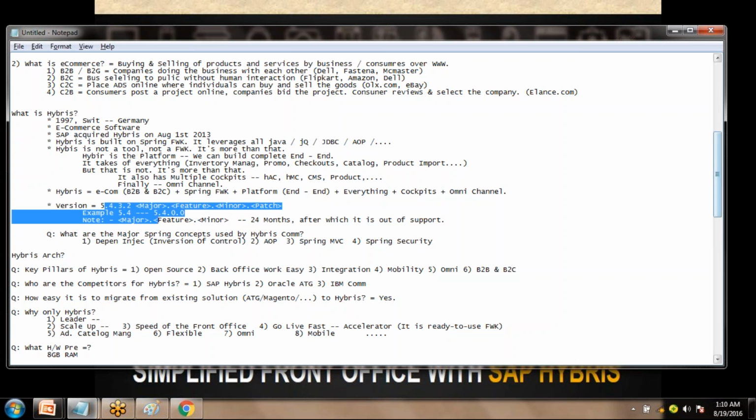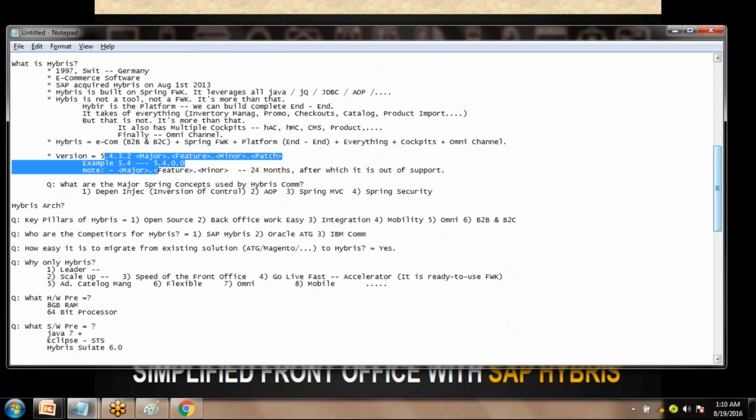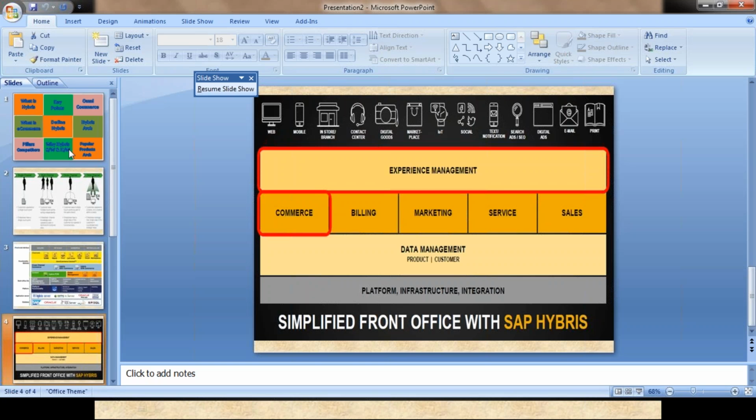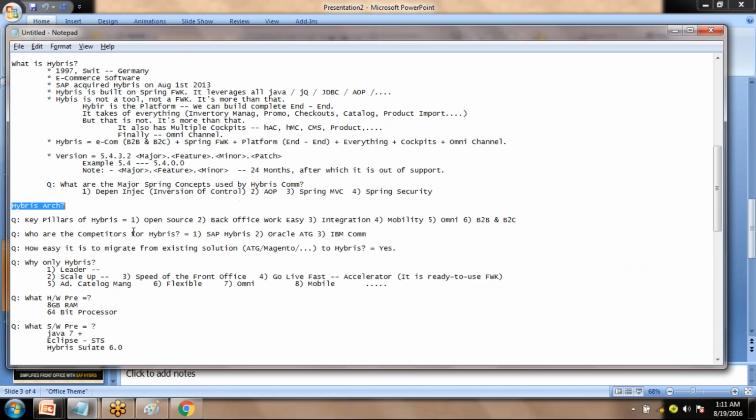Then, as we talked about, Hybris is built on top of Spring Framework. So I just gave the major concepts used by Hybris. These are the major concepts: dependency injection, which we also call inversion of control, AOP, Spring MVC, Spring Security. Then we talked about Hybris architecture. So this is the Hybris architecture. Then we talked about the key pillars, then competitors.